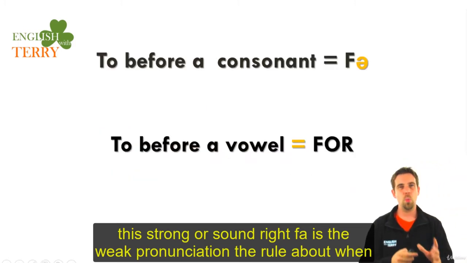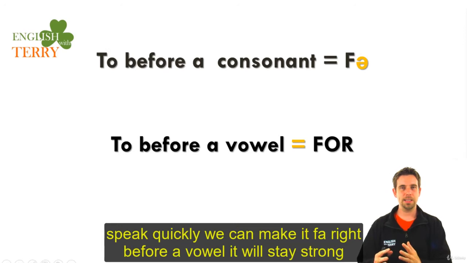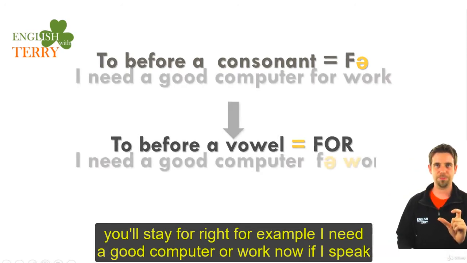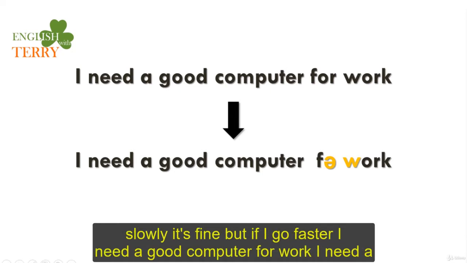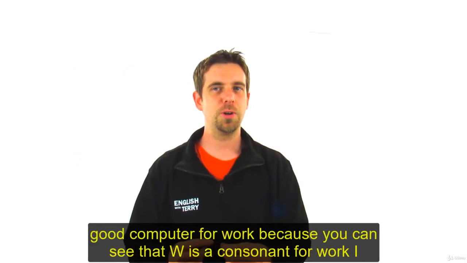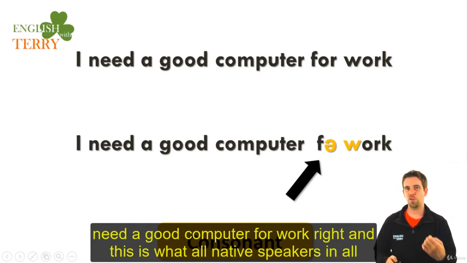The rule about "for" is very similar to the rule about "to" to "ta". Before a consonant, when we speak quickly, we can make it "fa", right? Before a vowel, it will stay strong. It will stay "for". For example, I need a good computer for work. If I speak slowly, it's fine. But if I go faster, I need a good computer for work. You can see that W is a consonant for work.